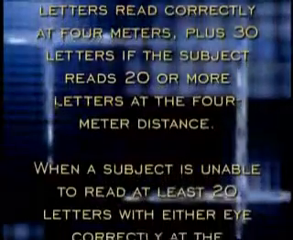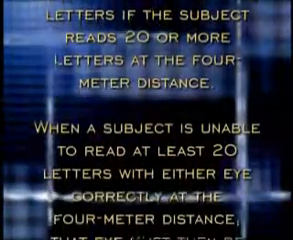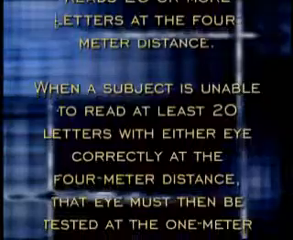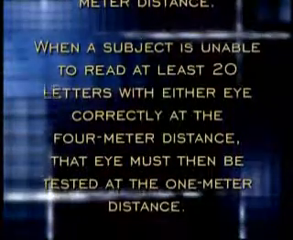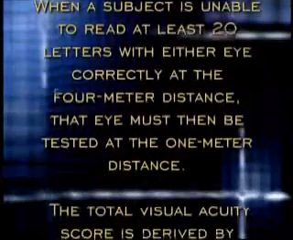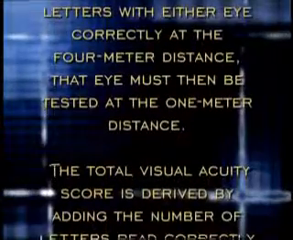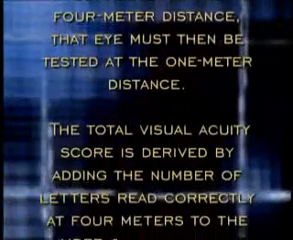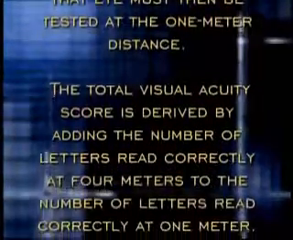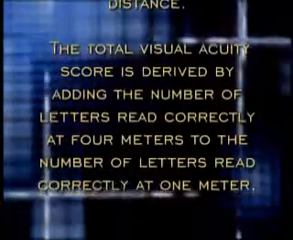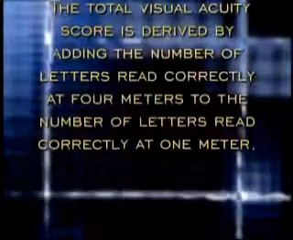When a subject is unable to read at least 20 letters with either eye correctly at the 4-meter distance, that eye must then be tested at the 1-meter distance. The total visual acuity score is derived by adding the number of letters read correctly at 4 meters to the number of letters read correctly at 1 meter.